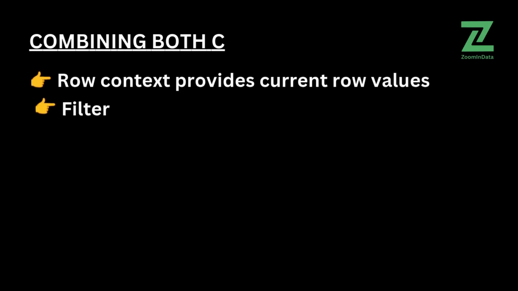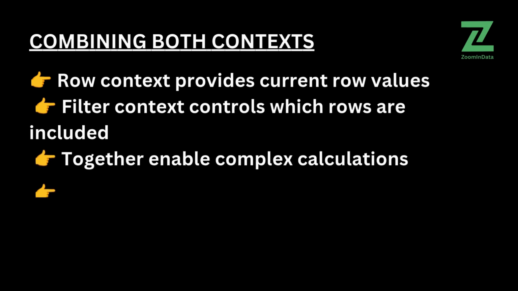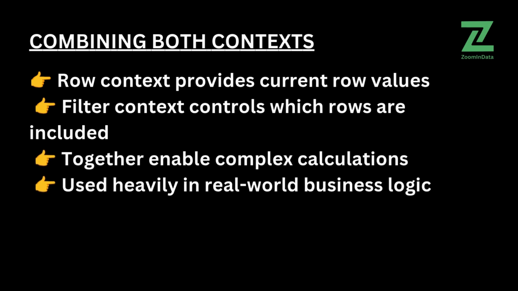Row context and filter context often work together in DAX calculations. Row context provides the values of the current row, while filter context determines which rows are included in the calculation. This combination enables complex and flexible analytical logic. It is widely used in real-world business scenarios.